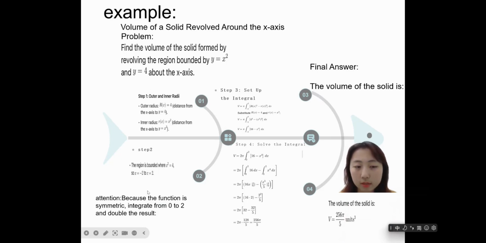And pay attention in the fourth step: because the function is symmetric, we can calculate the integral from 0 to 2 and let the result equal double the integral from 0 to 2. It's an easier way for us.